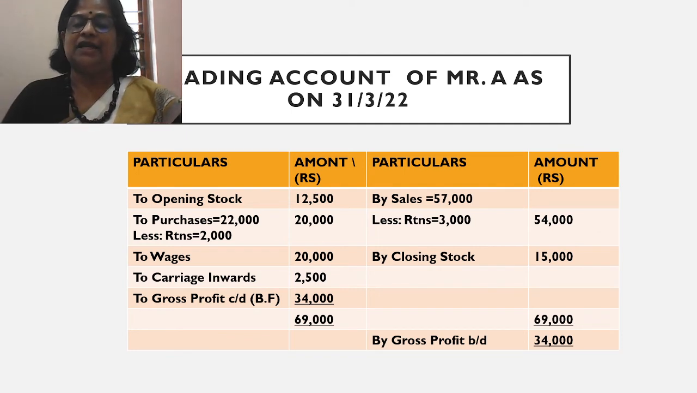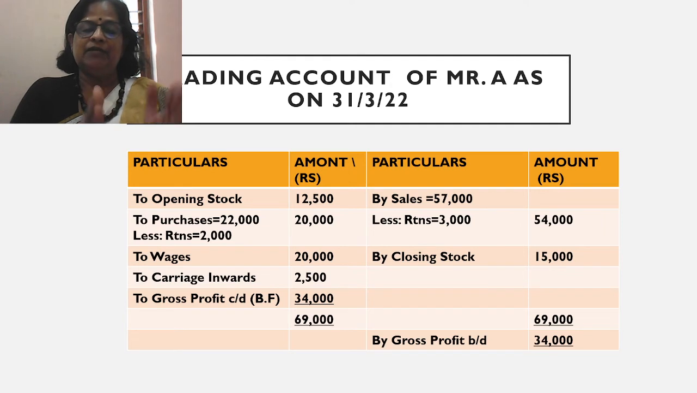The latest year I have taken as an example. So on the debit side, we will use "to", and on the credit side, we will use "by" for all the items. You have to remember that. So to opening stock 12,500, to purchases 22,000 less returns 2,000, so it is 20,000, to wages 20,000, to carriage inwards 2,500.